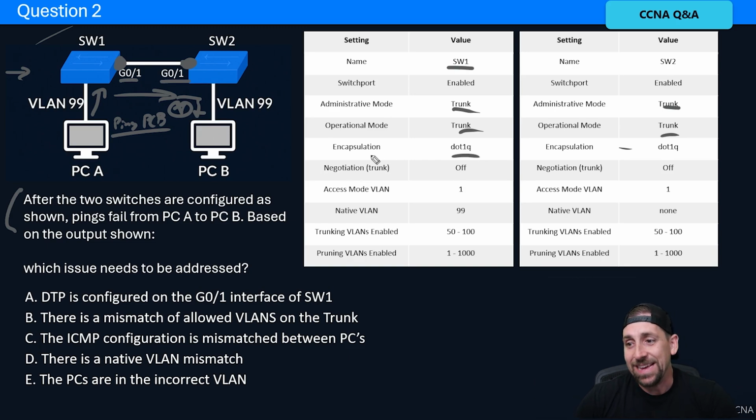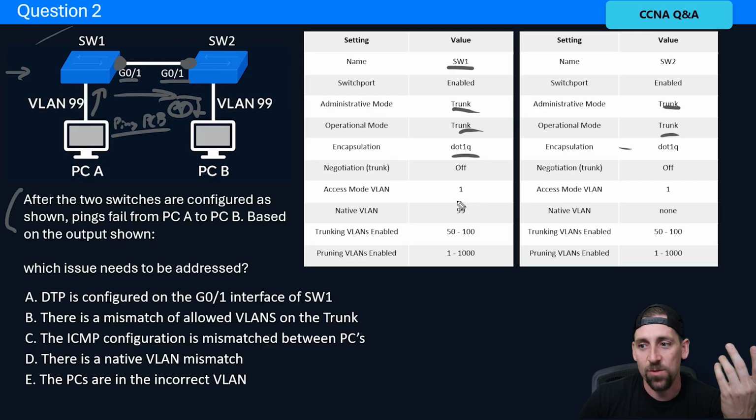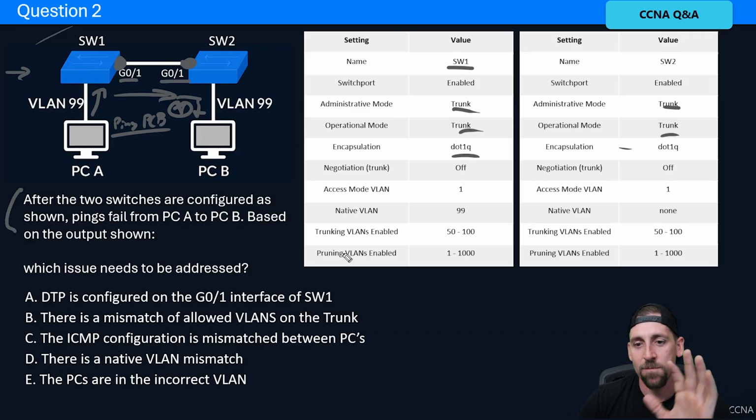Negotiation is off, so DTP is off. Access mode VLAN 1, so we're saying that we are allowing VLAN 1 for sure, right? Trunk VLANs enabled. There are actually some additional VLANs enabled as well. We have some native VLAN assignments. This is all indicating to us this is a trunk port. Okay, great. So which issues need to be addressed?